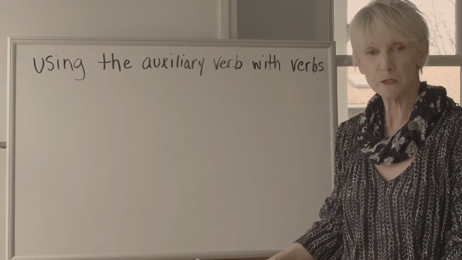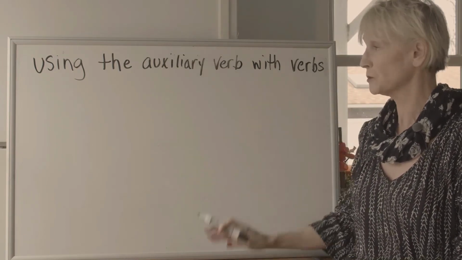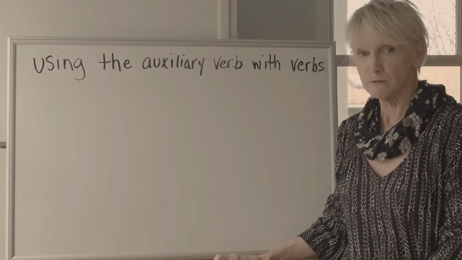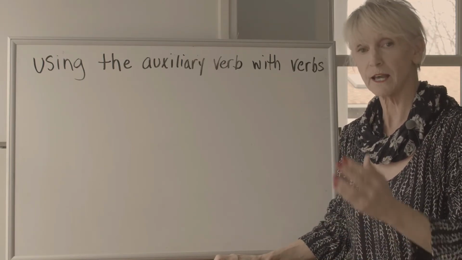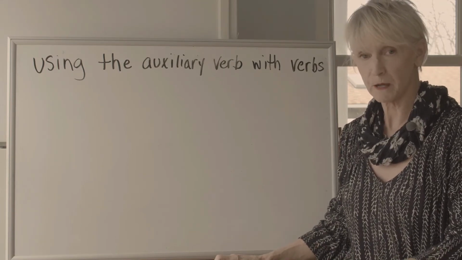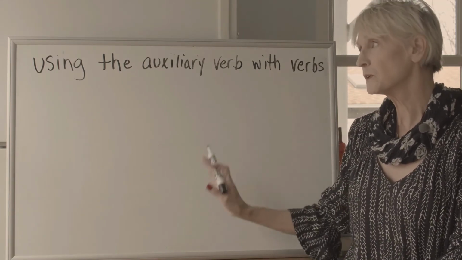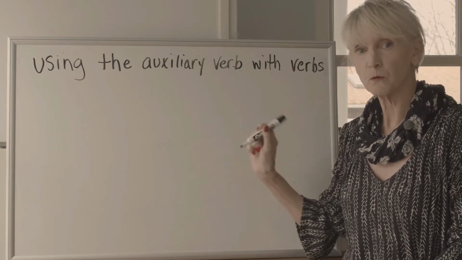I just want to do a quick little lesson on using the auxiliary verb with verbs. An auxiliary verb is a verb that can be used as a helping verb with the main verb. I'm not going to go into all of them. That will be for another lesson. I just want to explain something about how to use an auxiliary verb with the past.